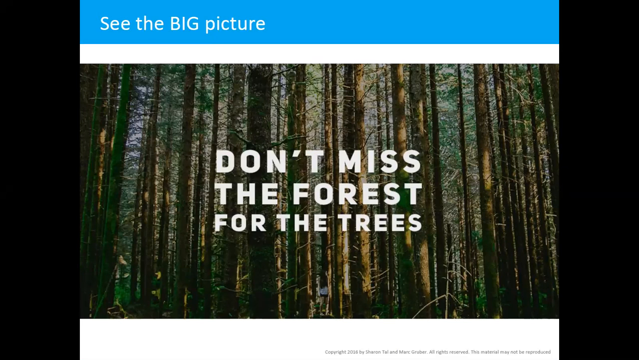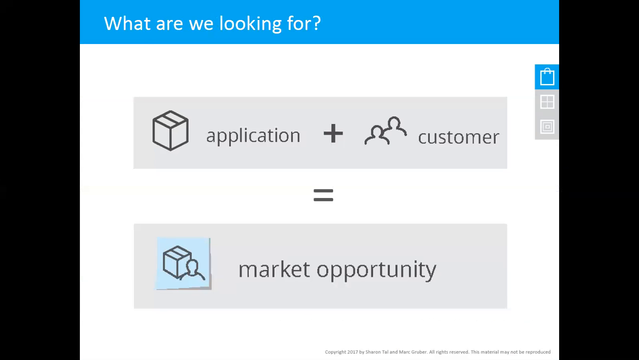And by the way, having options at hand and seeing a larger wide lens perspective allows you also to bake agility into your venture. So what are we looking for? We are looking for a combination of an offering and a customer, meaning any application of a unique ability or unique technology for a specific set of customers is one market opportunity for your venture. We are hoping to find different market opportunities for your innovation.